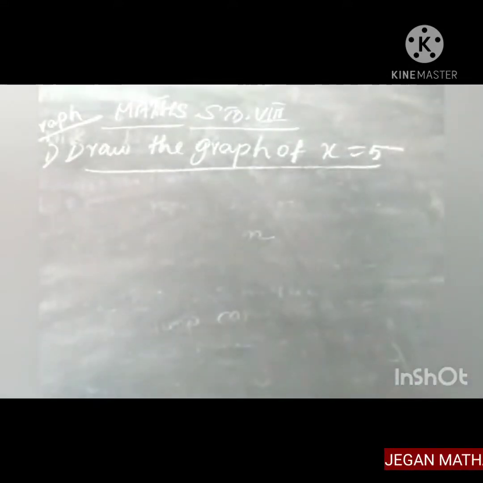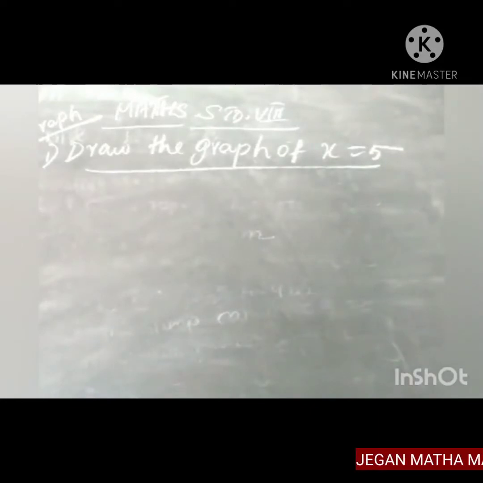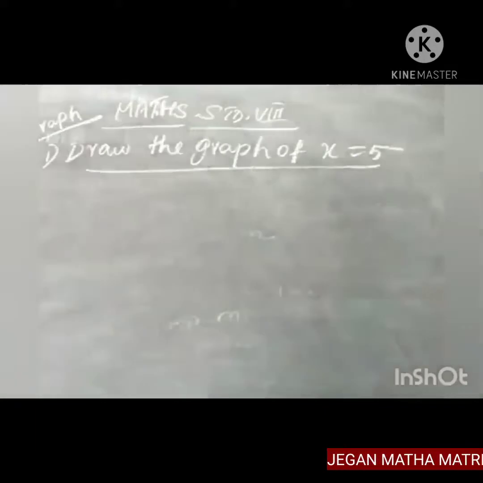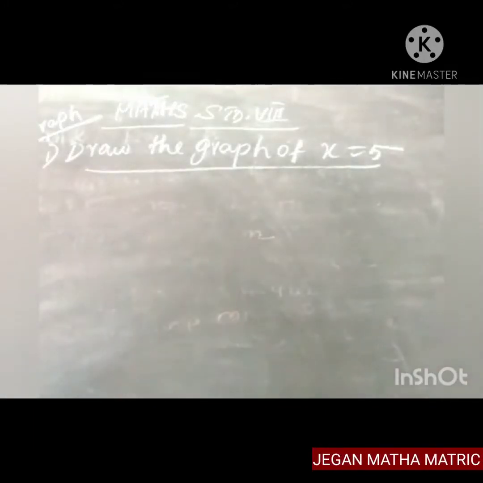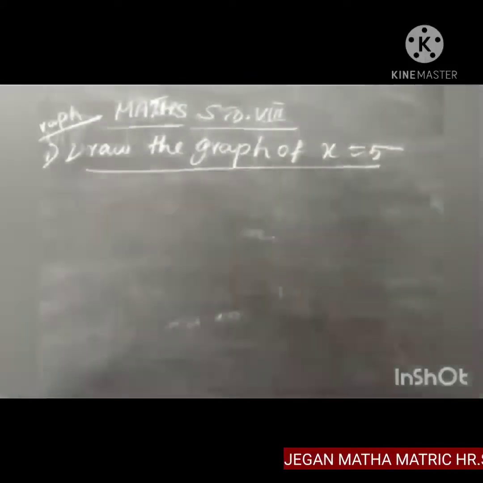Now let us see the given sum. The first one is draw the graph of x equal to 5. Here the x value is given as only 5, so there is no value for y. So you can assume any two values.